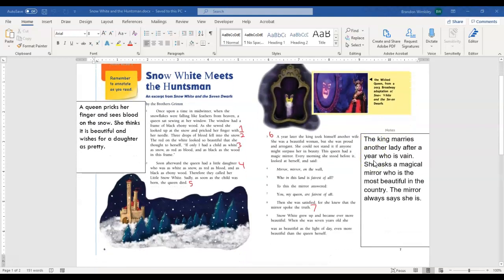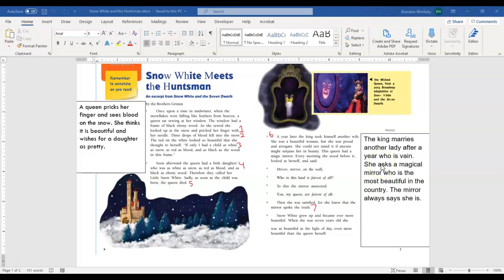So we're going to be looking at Snow White again, meaning the huntsman, but we're going to be looking at it using figurative language. So figurative language is something that helps us visualize the text. It helps us create pictures in our minds to see what's going on. So in this lesson, we're going to focus on a type of figurative language called similes.